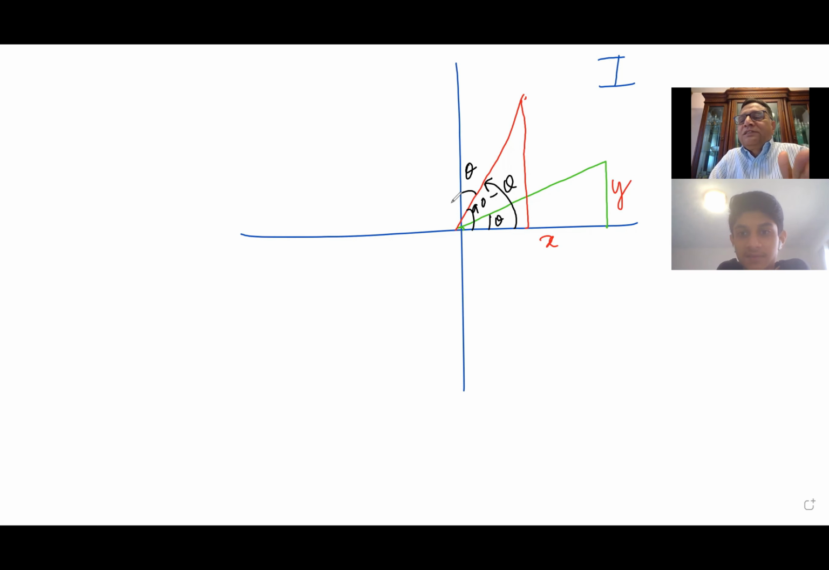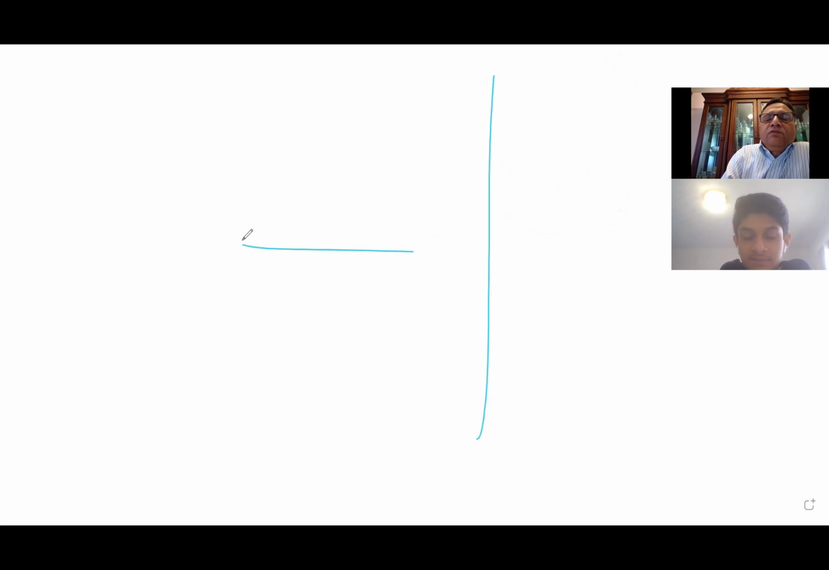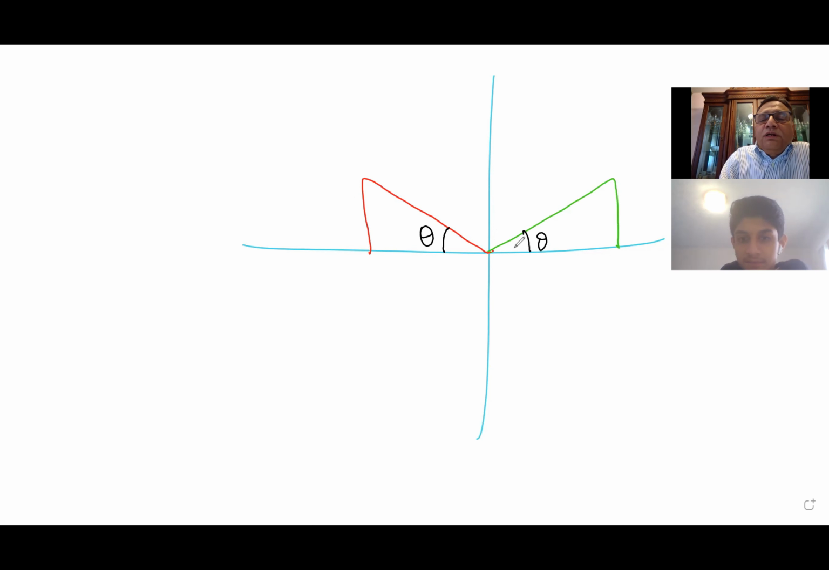Now let's move to the second quadrant. I'm erasing this part and we'll now see what happens when we are working with one triangle in quadrant one, where the angle is theta for us. The other triangle is now in quadrant two, but with the same angle theta with the horizontal x-axis. In that case, what is this angle? 180 minus theta, or pi minus theta. Is that clear to you?